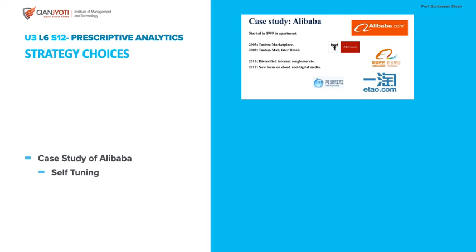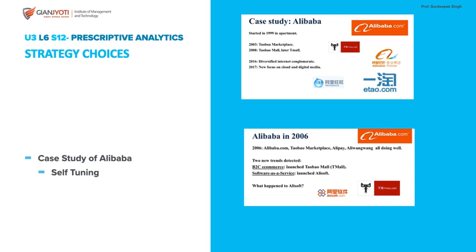One of the companies that has been using the self-tuning strategy, let us take a case study on Alibaba. It started in 1999 in a small apartment. You might be knowing the story of Alibaba. In 2003 they started with the Taobao marketplace, then a mall, which later they called Tmall. In 2016 they diversified into the internet domain, and in 2017 they moved into cloud and digital media.